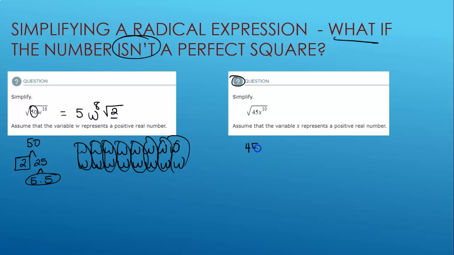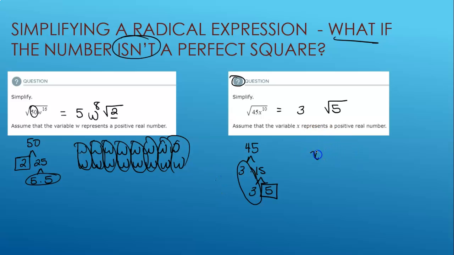You should have started off with your 45 and made your tree. 45 is not divisible by 2, so we go up to 3. 3 times 15 is 45. 15 is still divisible by 3, so 3 times 5. I do this in a certain order so that my pairs are together. I have a pair of 3's and a single 5. So if I'm just simplifying the square root of 45, I have a pair of 3's and a single 5.